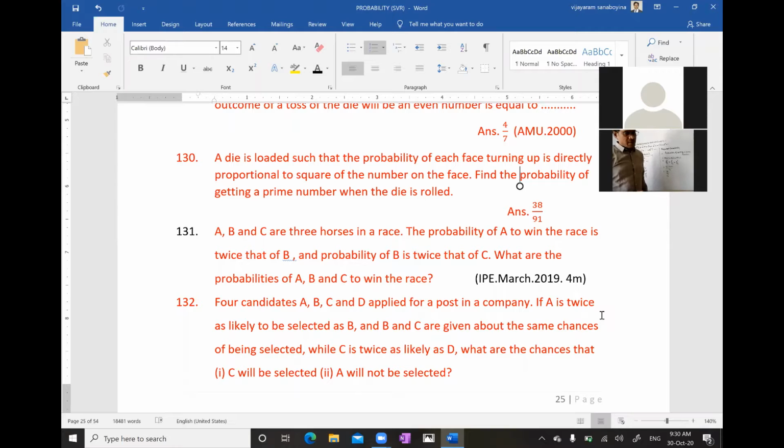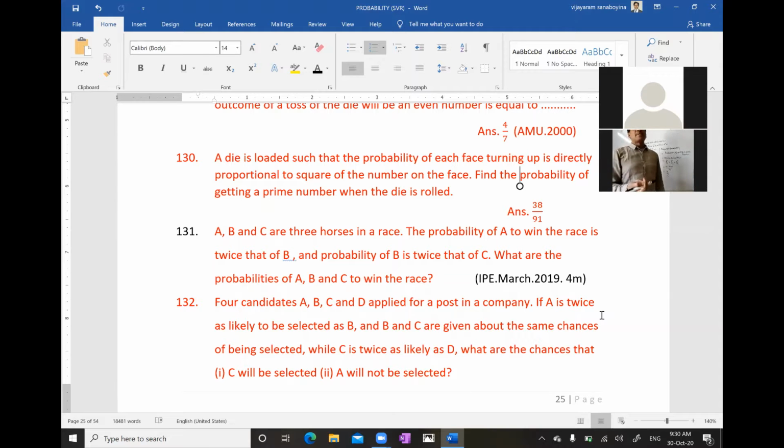A, B, C are 3 horses in a race. The probability of A to win the race is twice that of B, and the probability of B is twice that of C. What are the probabilities of A, B, C to win the race? But it is completely different from the previous problems, my dears. A, B, C are 3 horses in a race. Yes, my dear, what is the random experiment here? Horses participating in the race. Have we understood, my dears?